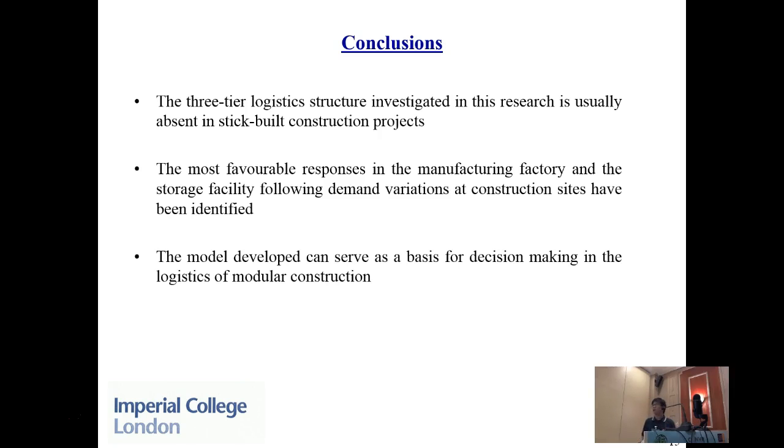Okay, for conclusion, the 3-tier logistics structure, which includes the factory, warehouse, and site investigated in this research, is usually absent in stick-built constructions. And the most favorable response in the factory and the warehouse for 2 kinds of disruption, which are foreseeable and abrupt, are investigated in this research. And the model developed in this research is trying to serve as a decision-making tool for the logistics of modular construction. It can also serve as a tool for realizing the lean concept in modular construction.